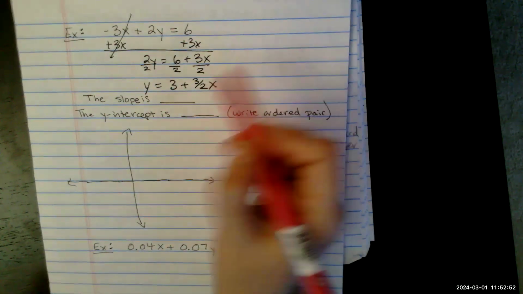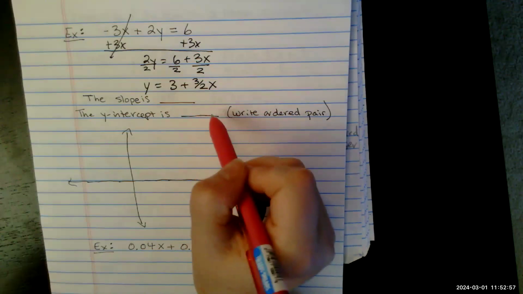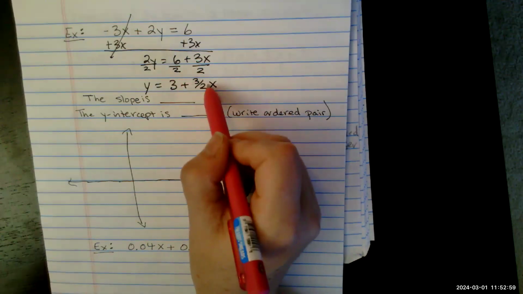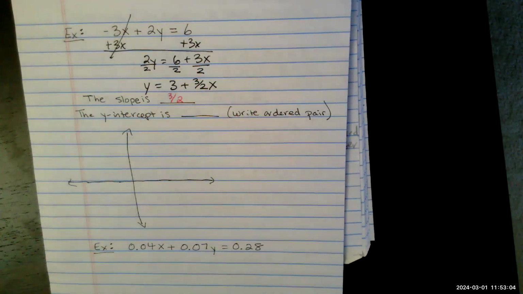So the 3 is by itself. So that is my y-intercept. I'll get to that in a second. The 3 over 2 is with the x, so that is my slope, and I'm happy that it's a fraction. Now, the y-intercept is 3.